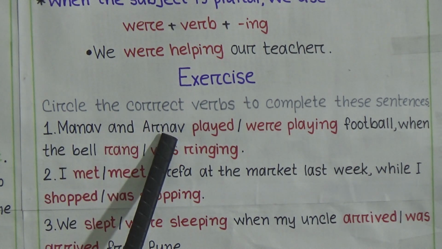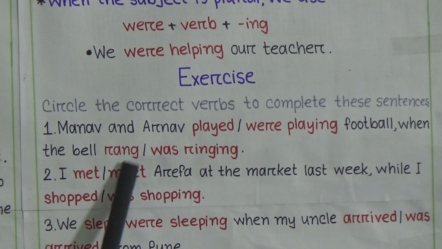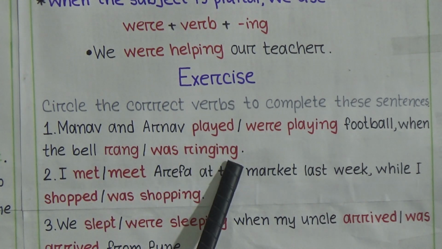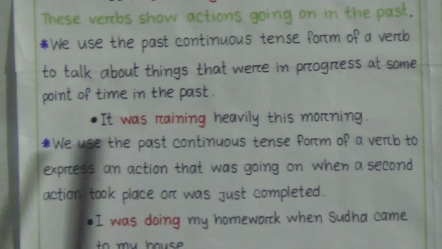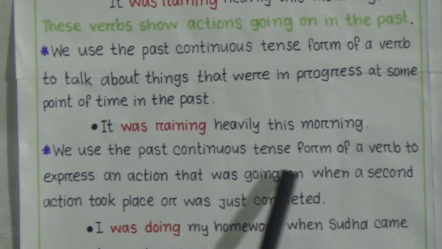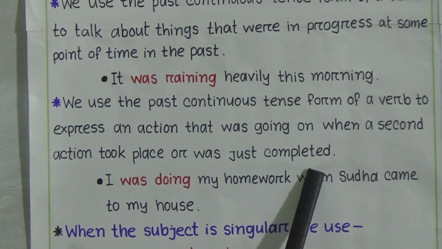Manav and Arnav played or were playing football when the bell rang or was ringing. Students, we know the rule. Look, here we use the past continuous tense form of a verb to express an action that was going on when a second action took place or was just completed.